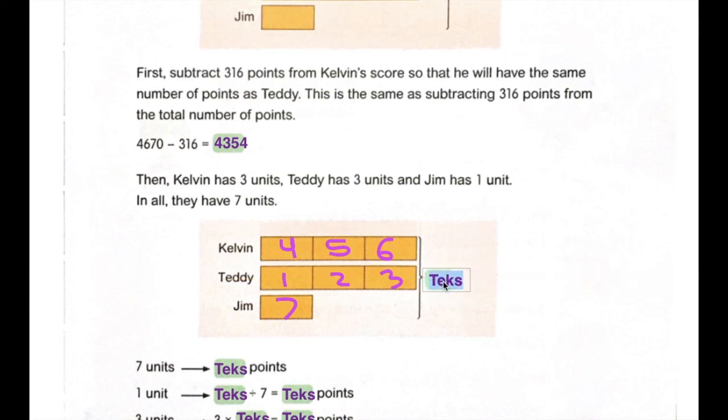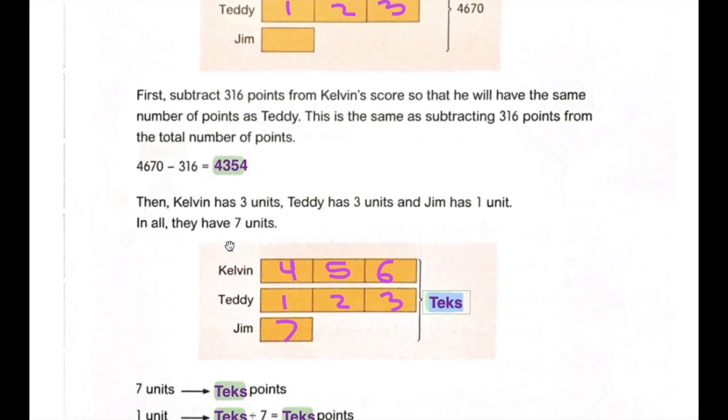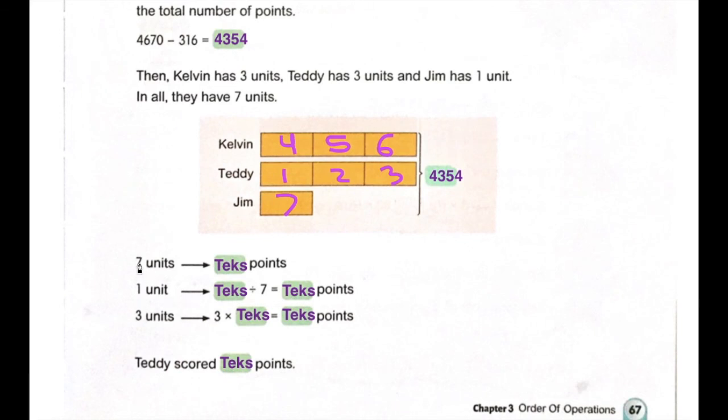Okay. This 7 units is no longer 4,670 because you subtracted it with this. So, it will become 4,354. Look. 7 units will be 4,354 points. So, how many if 1 unit? Kalau 7 kotak, totalnya 4.354. Kalau hanya 1 kotak, berarti apa yang terjadi? Kita akan bagi. Karena asalnya kan di sini 7. Pengen jadi 1, berarti harus dibagi 7. Sebelah kanannya pun dibagi 7.